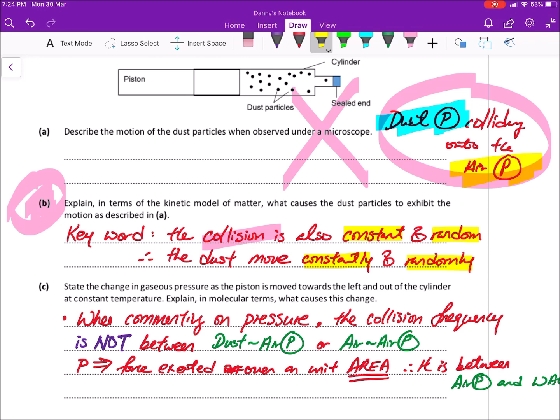You see that the dust particle is moving because of the collision by the air particle. So you have to tell me that it's the air particle that's colliding onto the dust particle.